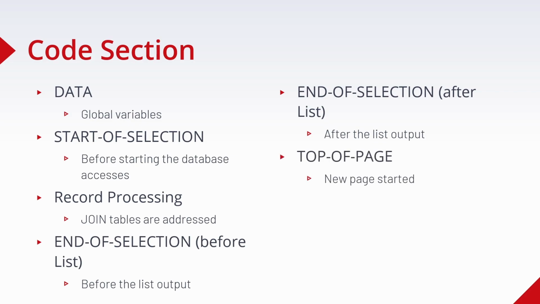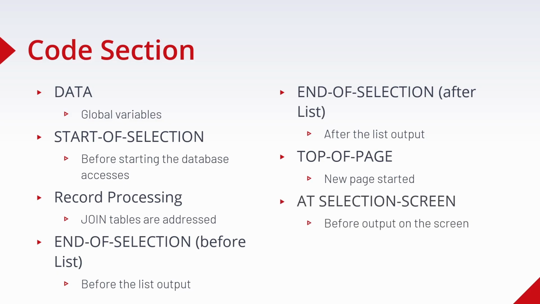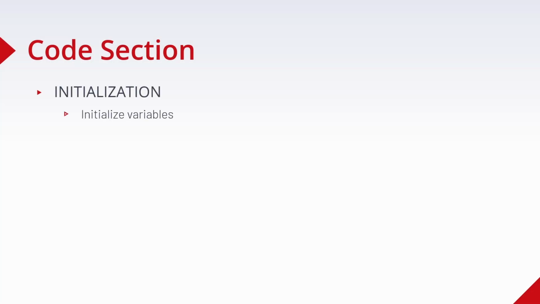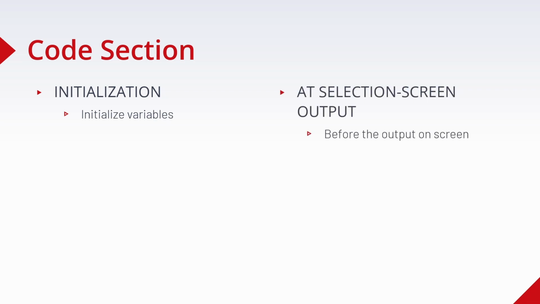Top of page. This code section is executed when the SAP user starts a new page. At selection screen. This code section triggers the ABAP code before the output on the selection screen. Here you can specify the field for which the event should be triggered in the delimiters tab. Free code. This code under this event is executed after all events have been triggered. So this is the section of code that will be executed last. Initialization. This section is used to initialize variables with an initial value. And last but not least, add selection screen output. This code section triggers the ABAP code before output to the selection screen.